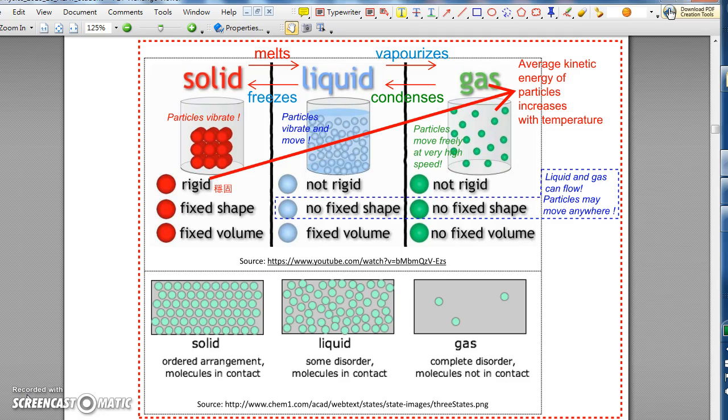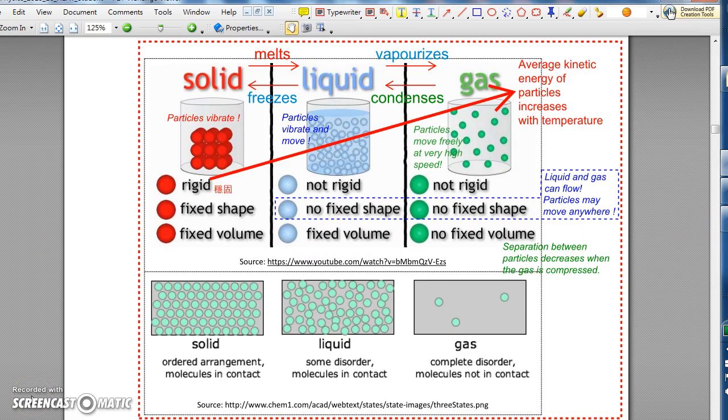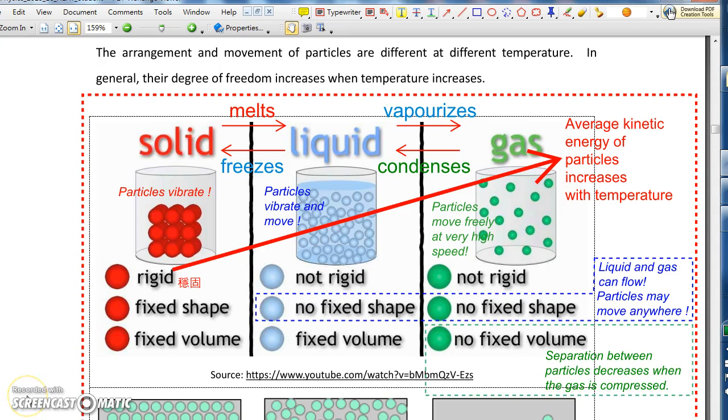On the other hand, you can also see that gas has no fixed volume. A liquid has a fixed volume. Why? Because the separation between particles decreases when gas is compressed, so it has no fixed volume. Copy all that down in your notes before you move on.